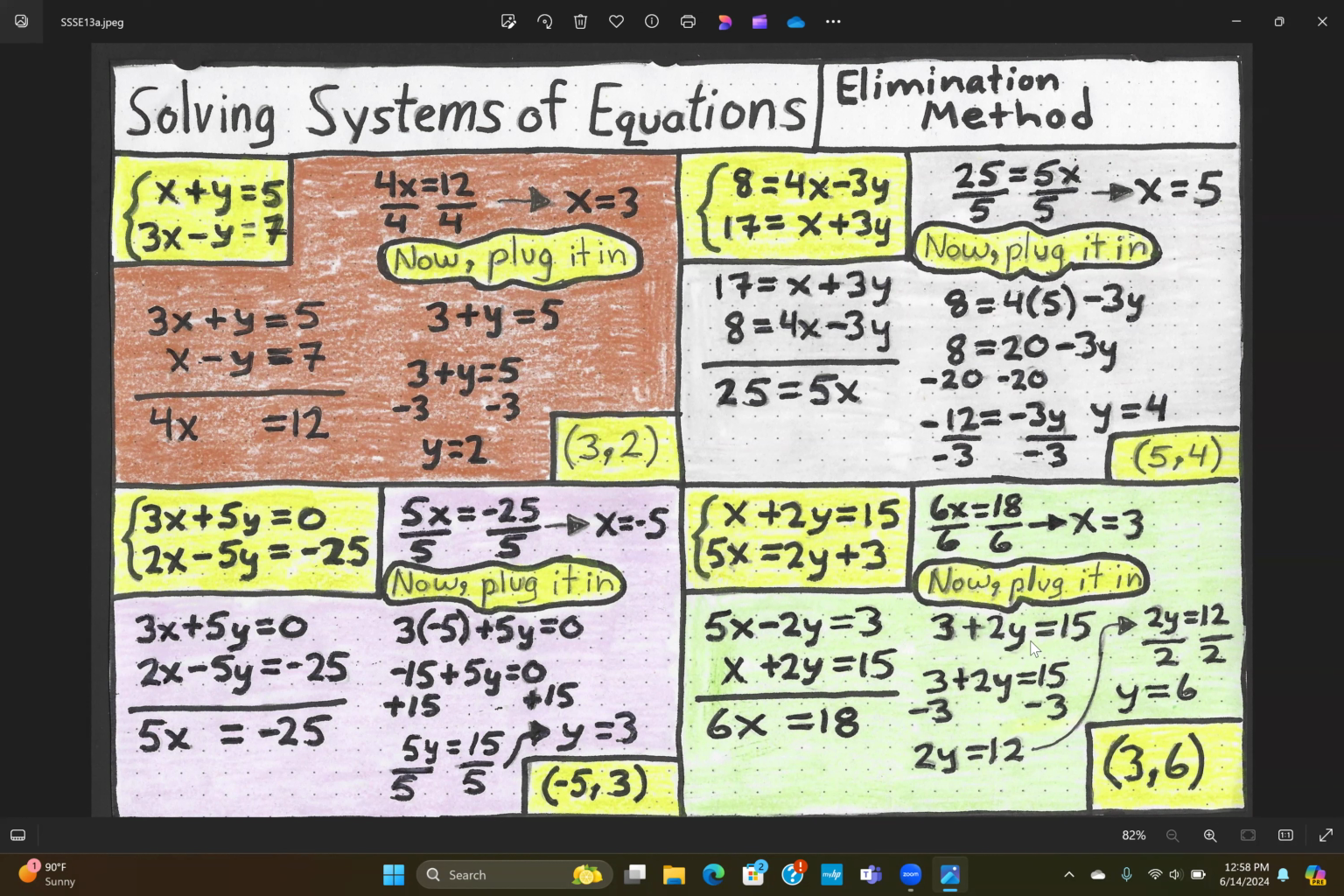Okay, and what we're going to do, we're going to subtract 3 from both sides in order to get letters or variables on one side and numbers on the other side. And now we have 2y is equal to 12, because 15 minus 3 will give us a 12. And the question now is, what number times 2 will give me 12? Yes, you're right. That answer is 6, so y is equal to 6. And the solution to our last system of equations is at 3, 6.